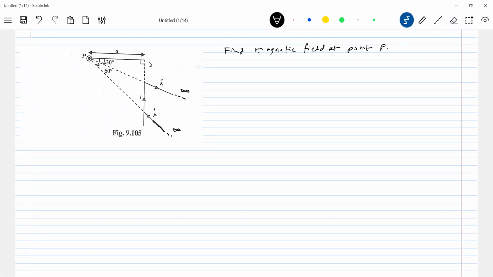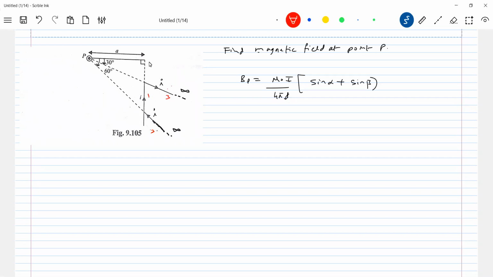So what is the formula according to Biot-Savart law? Mu naught I by 4 pi d, sine alpha plus sine beta. Look at this sine alpha, sine beta, and let me break up this wire into parts. There's a wire 1. I'll break this up. This is wire 1, 2, and 3.